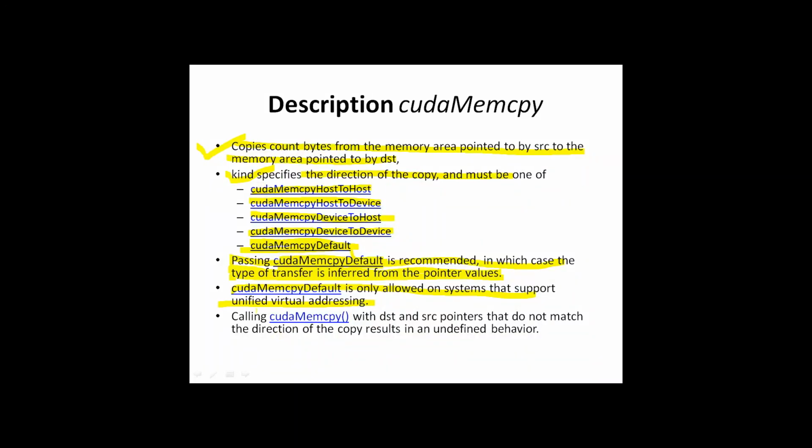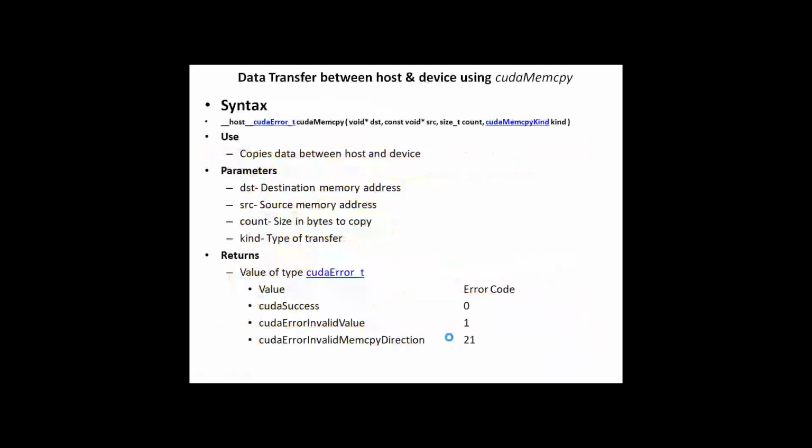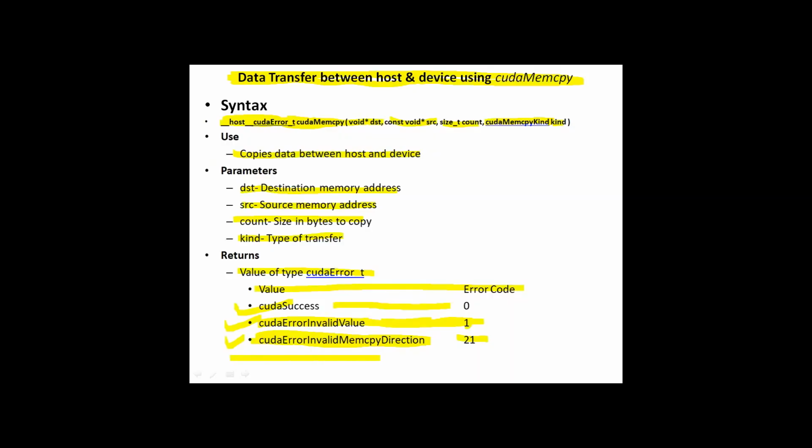Calling cudaMemcpy with destination and source pointers that do not match the direction of the copy, that is, if there is a mismatch between the types of dst, src, and direction of the copy, results in undefined behavior, or it may return an error. The third error code is cudaErrorInvalidMemcpyDirection.